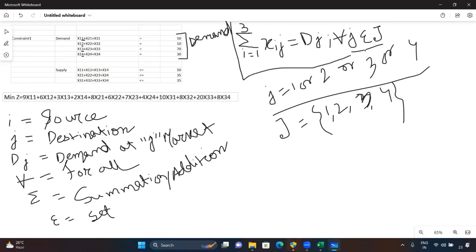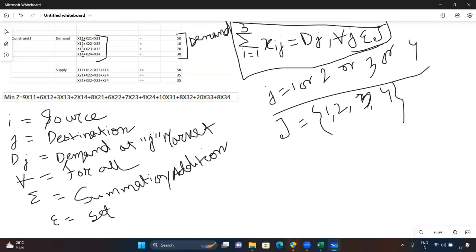Now see, this is our mathematical formula for the demand constraint, and you can see the difference now. Here, we had to write around 4 statements to define the demand constraint, but here, only with a single line, we are able to demonstrate the mathematical model for the demand.